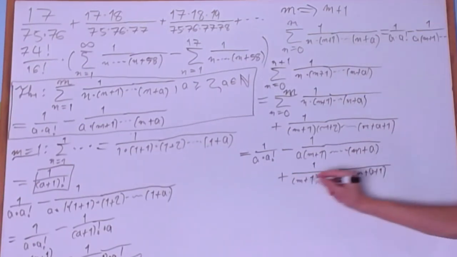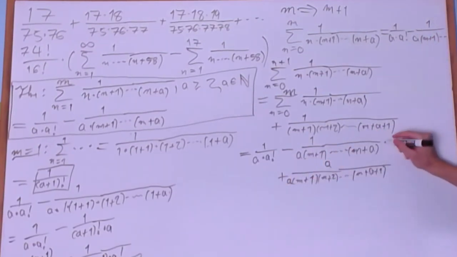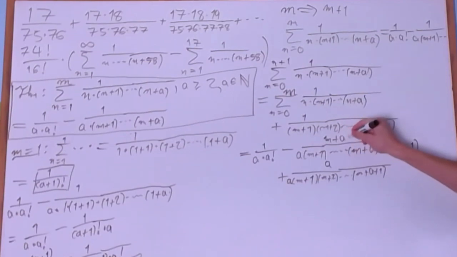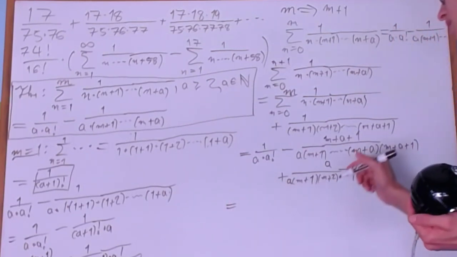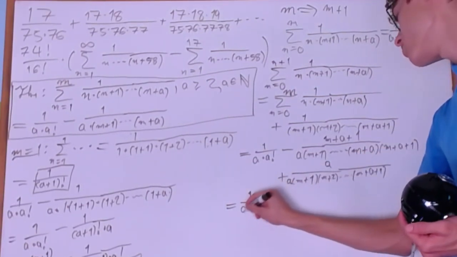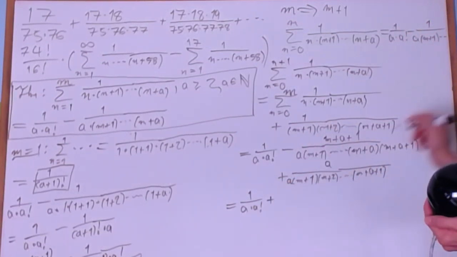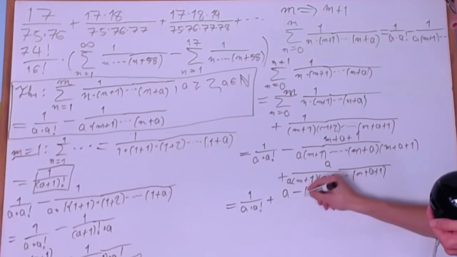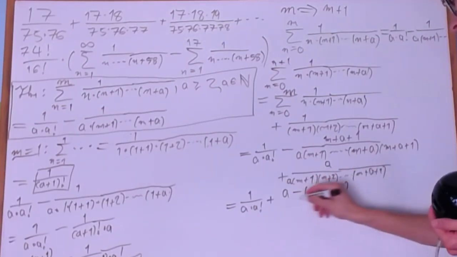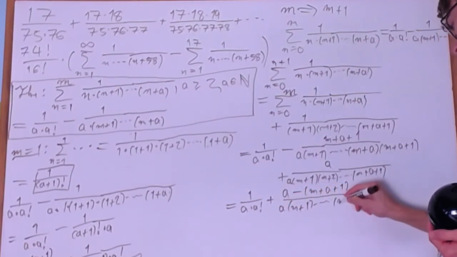And so what we'll do is I'll multiply the top and bottom of this one by a, and I'll multiply the top and bottom of this one by m plus a plus 1. And now they have the same denominator, and we can look at them combined. So we'll have 1 over a times a factorial. Because this is minus, I'll write it the other way around. So we'll have plus a minus, well, on the top we'll have m plus a plus 1, and then over the common denominator, which is a times m plus 1 all the way up until m plus a plus 1.